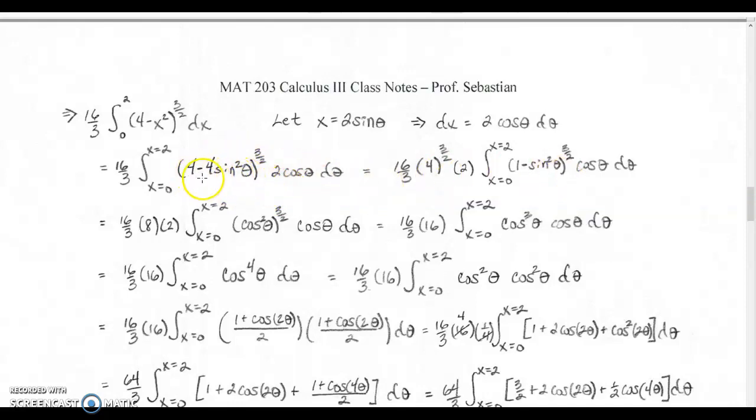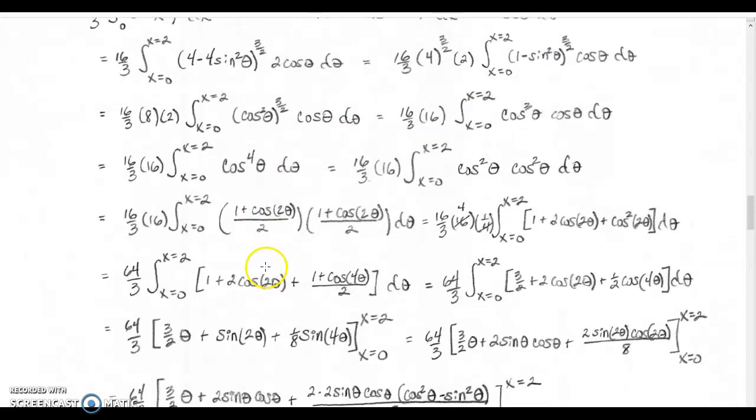So I'm going to factor out a 4 to the 3/2 power. That leaves me with 1 minus sine squared, which is the same as cosine squared, to the 3/2 power, so that's going to be cosine cubed. And then I'll factor this 2 out, put that right here, so I have cosine cubed theta times cosine theta, which is cosine to the 4th theta.